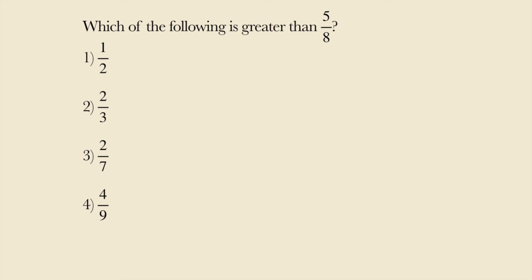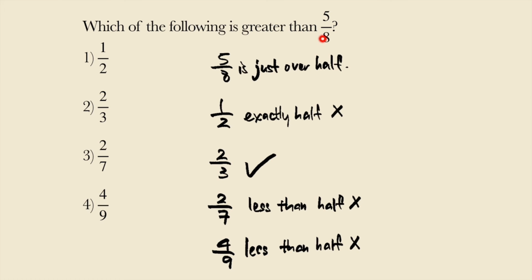Okay, look at this. We are trying to find out which one is greater than 5/8. So the first question I ask myself is, okay, what's special about 5/8? It is just over half. Look, 8 units, right? Half would be 4 units. So 5/8 is actually just over half. Now, does that mean we can completely ignore choice number 1? Yeah. Which one is greater than a fraction that's just over half? If it's exactly half, why should we consider this? This is out, number 1, out.